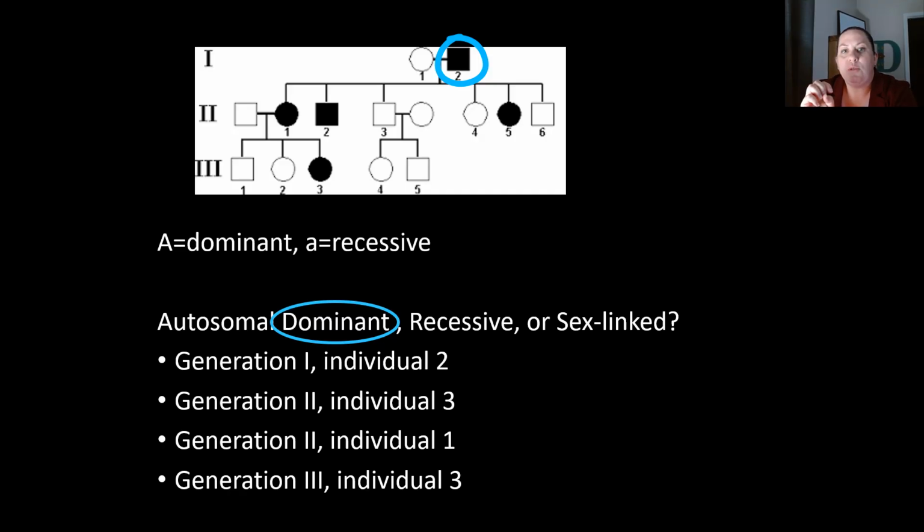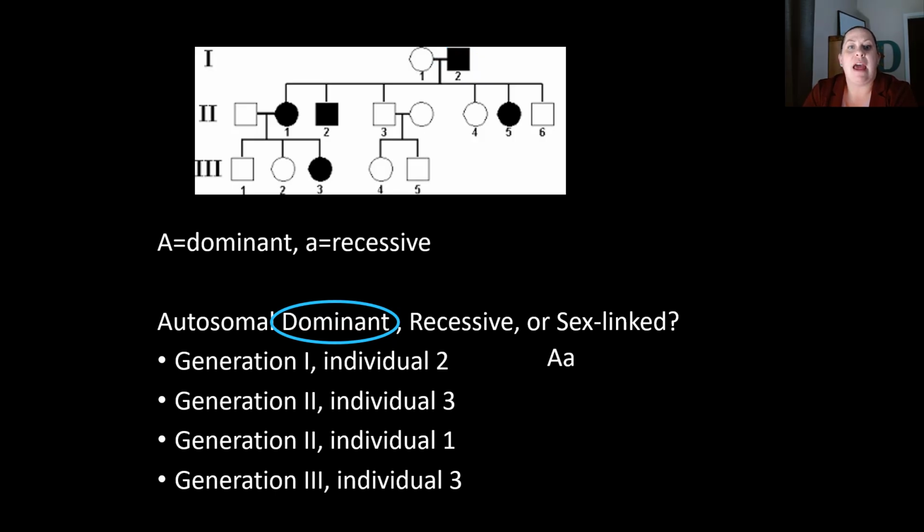So if we look at individual 2, he has to have at least 1 big letter because he has the disorder. How do we determine what the second letter is? We look at his kids. Some of his kids have the disorder, but others do not, because you have to look at the lines coming down. He ended up having 6 kids. 3 of the 6 had the disorder. Since 3 of them did not, this means he had to be a carrier of the normal trait. So individual 2, generation 1 was big A, little a.